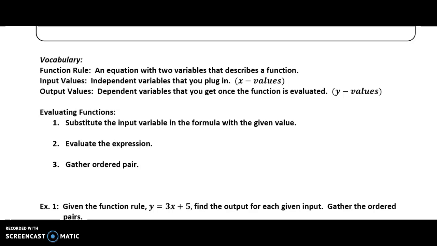When evaluating functions, you're going to first substitute the input value in the formula with the given value. You're then going to evaluate the expression, meaning you're going to do whatever computations the function entails. And finally, you're going to gather your ordered pair.